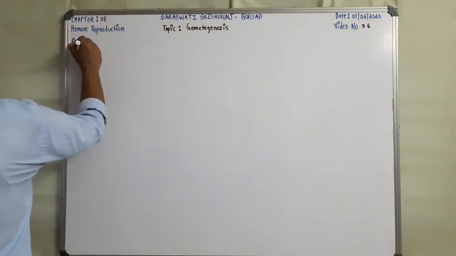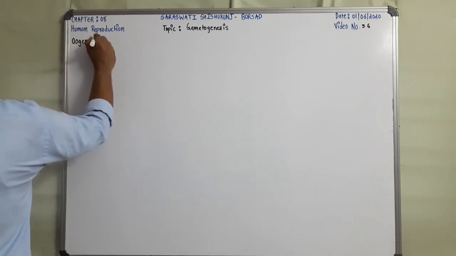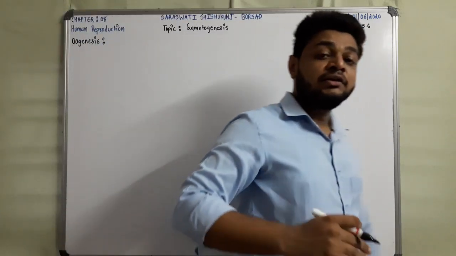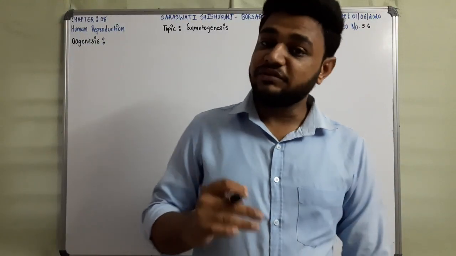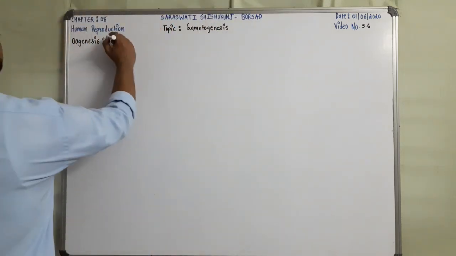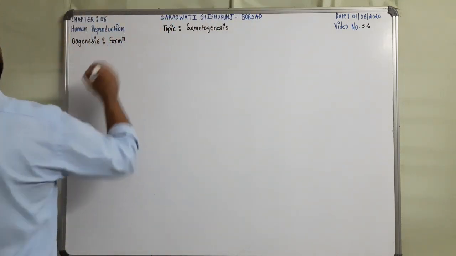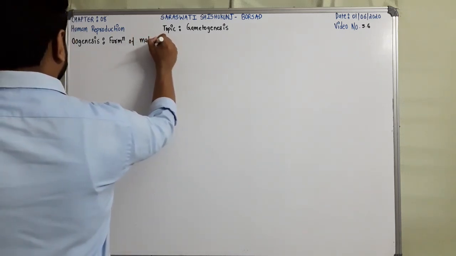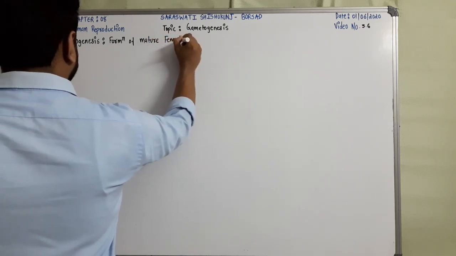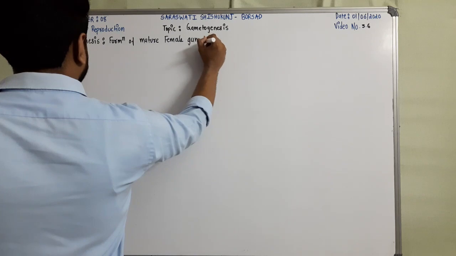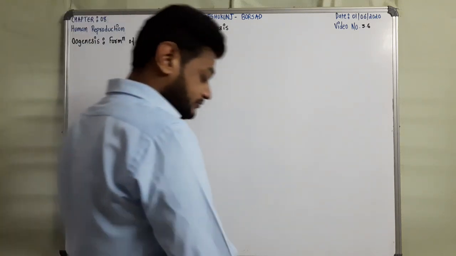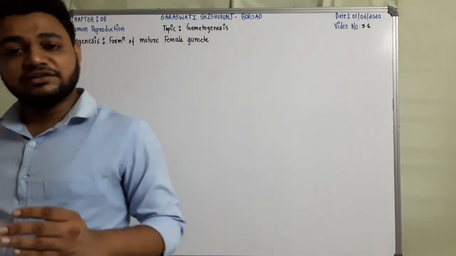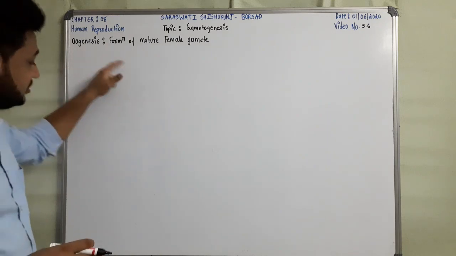So what is oogenesis? Oogenesis is actually the formation of mature female gamete in the ovary. Formation of mature female gamete is referred to as oogenesis. That process takes place in the ovary, right? So this is the basic explanation of oogenesis.